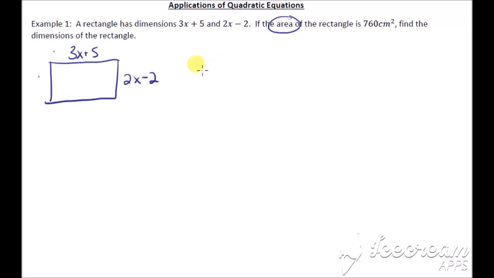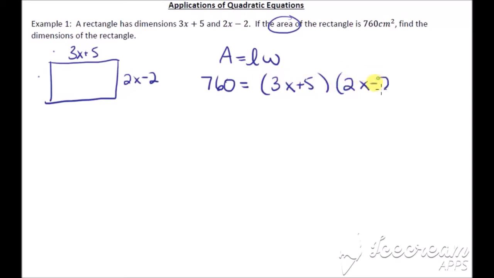If we're writing area equals length times width, we would write 760 equals, well, what's the length? 3x plus 5. And then what's the width? 2x minus 2. And we're just trying to find the dimensions, so we're trying to solve for x. So let's go ahead and expand this. We'll leave the 760 on this side.